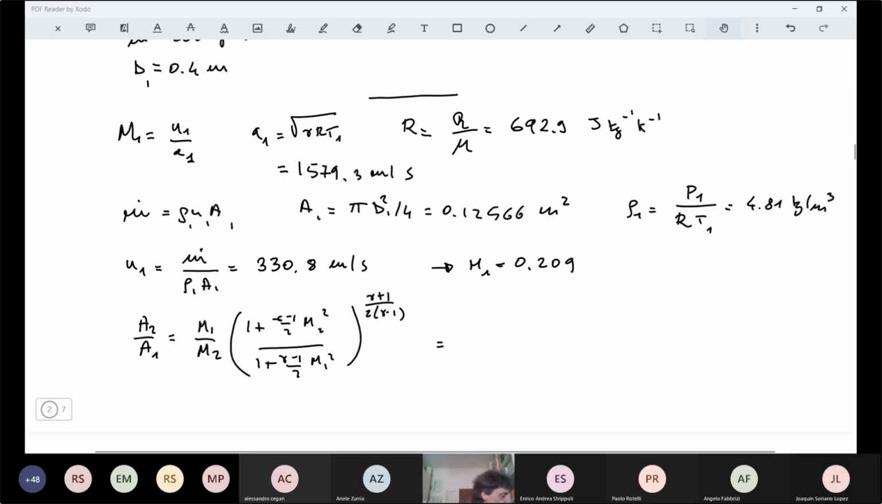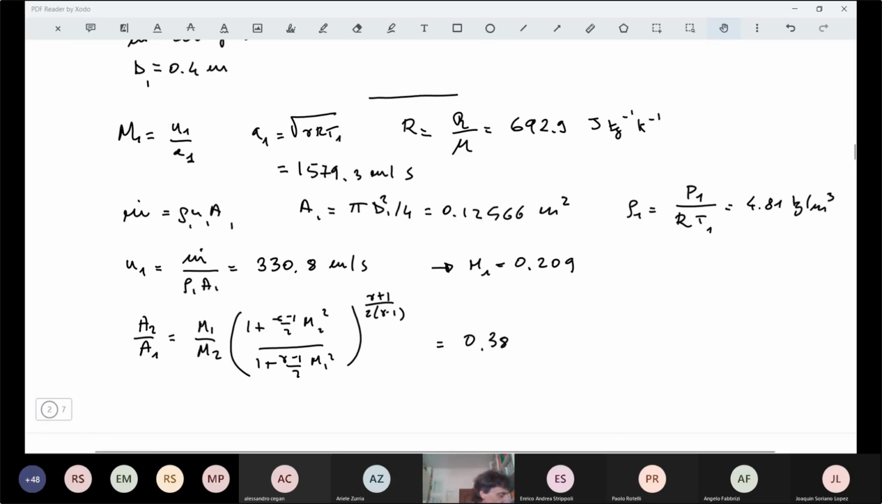And with this relation, we realize, sorry, I have written the inverse. Let me just wait a minute. 2.63 is 0.38. The results of this operation.